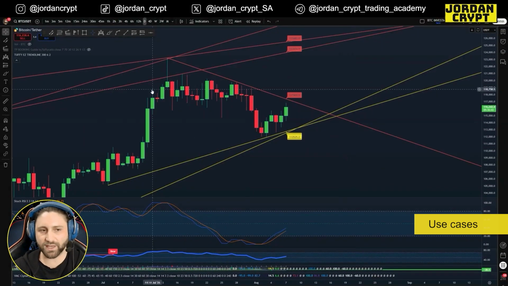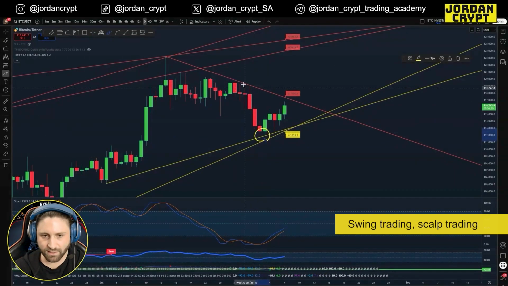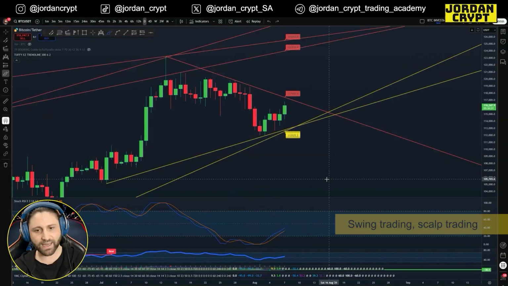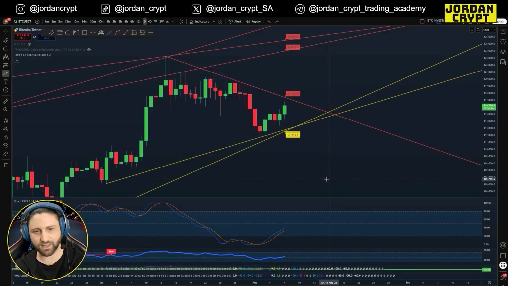So the use cases for this indicator: swing trading from major support and resistance, scalp trading on the lower time frames, and trend following. Understanding what is the market structure? Are we in the trend? Is the trend broken? The trend is your friend until the end.